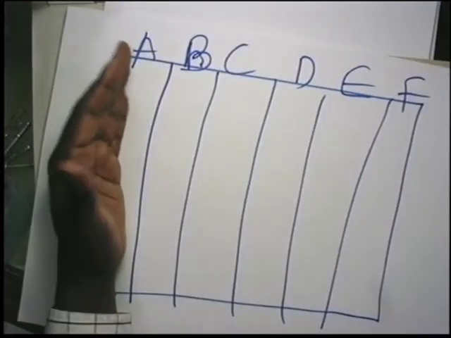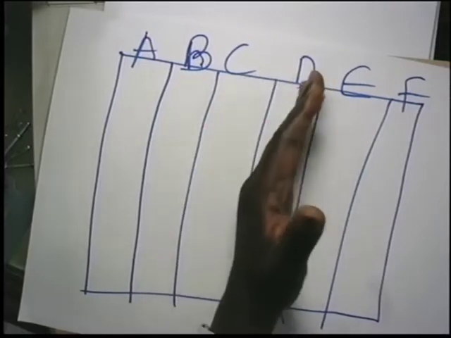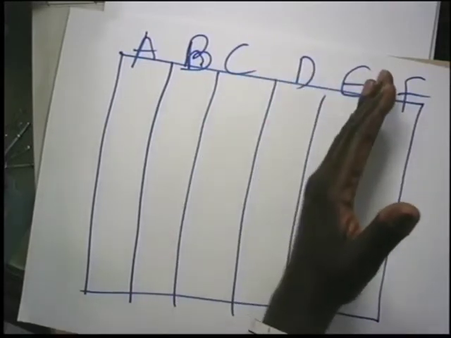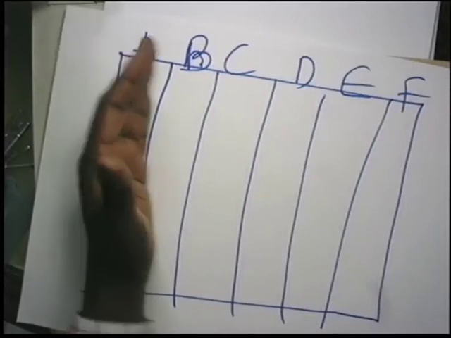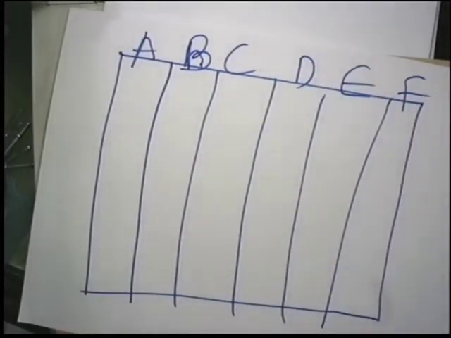So this is column A, column B, column C, column D, column E, column F. Let's count: 1, 2, 3, 4, 5, 6. The question: how many columns are here? 6.